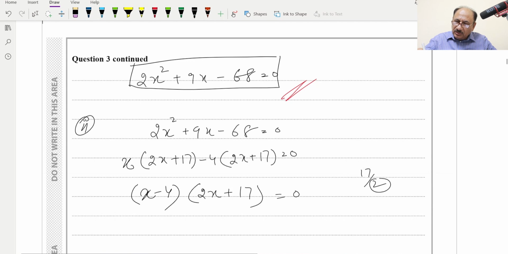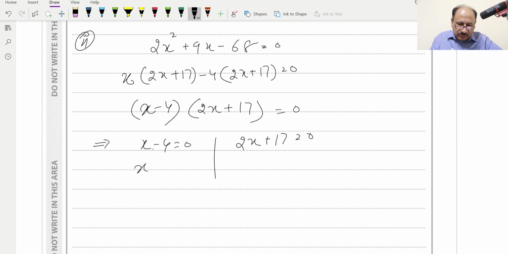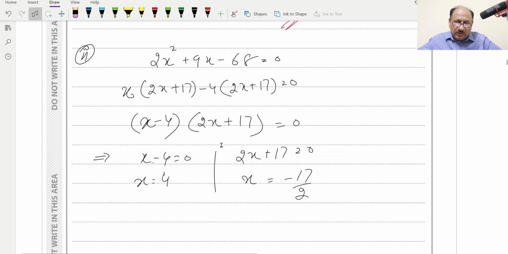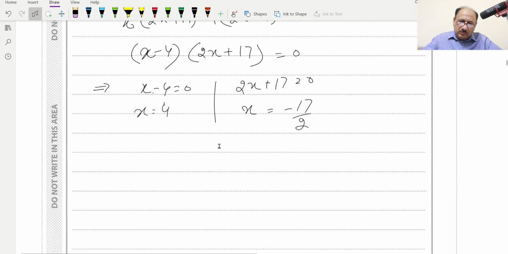Hopefully you understood this. I'm providing the extra working. So x is equal to, this implies what? x minus 4 is equal to 0, or 2x plus 17 is equal to 0. So x is equal to 4 and x is equal to minus 17 over 2. So x value cannot be negative, so we will just reject negative value, and we will take x equal to 4. This will be our selected value. x is equal to 4.